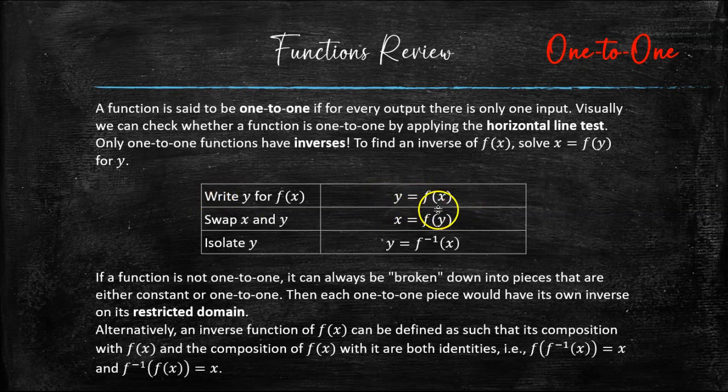You swap x and y in the function, and then you solve this resulting equation for y. And once you're done, you end up with a definition of an inverse function. And here's the note that I brought up earlier, basically saying that if a function is not one-to-one, it can be written as a one-to-one piecewise function. And this is one way to define inverse function. Alternatively, we can define an inverse function using a composition of functions.